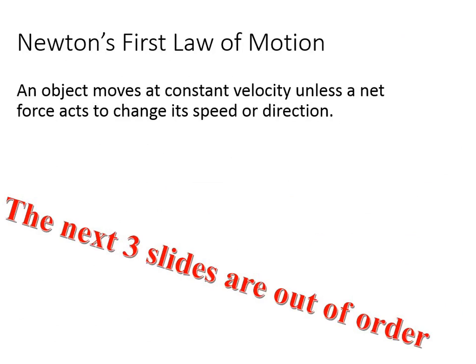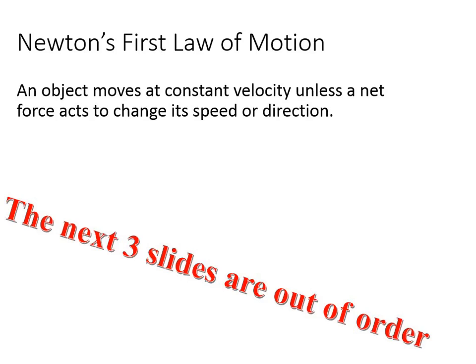So if you would, you're going to want to go ahead a few slides and find this slide. We're going to talk about Newton's 3 laws of motion. Looks like it's at the bottom of page 42. And again, you've probably heard these laws before, but just bear with me. Newton's first law says that an object moves at a constant velocity unless a net force acts to change its speed or direction. Okay.